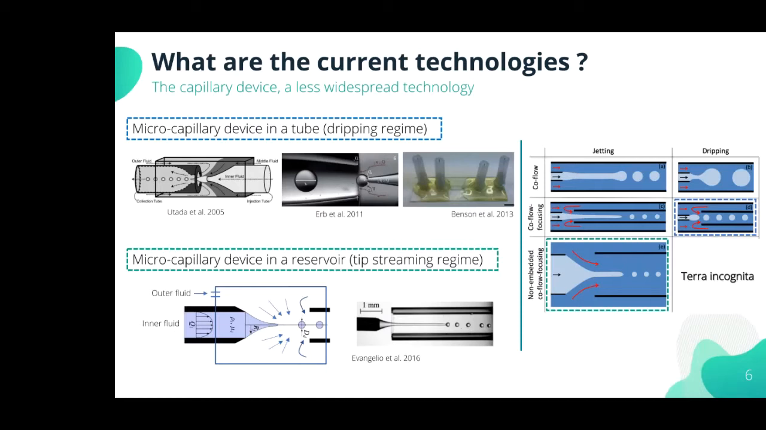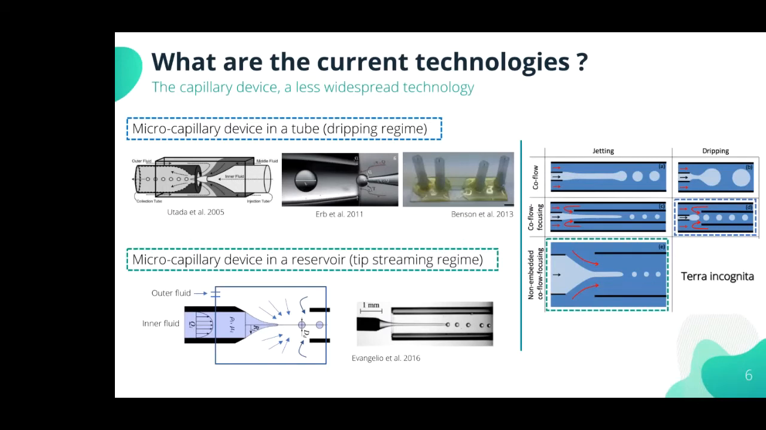Another less common capillary device is based on the alignment of two capillaries without shaped tips in a large chamber. A technology developed by the group of Gordillo at the University of Sevilla. In this case, the droplet production relies on the destabilization of a stretched jet of the dispersed phase by a very viscous continuous phase in the extraction tubing, a mechanism called tip streaming. However, the system exclusively works in the jetting regime, which does not guarantee the droplet monodispersity associated with the dripping regime.